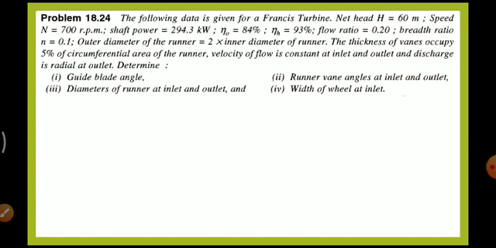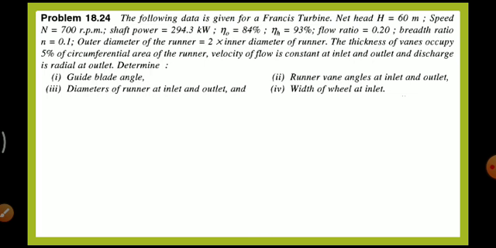So here is our problem. The following data is given for a Francis turbine. The net head H is equal to 60 meter. Speed of the turbine 700 rpm. Shaft power 294 kilowatt. Overall efficiency 84%. Hydraulic efficiency 93%. Flow ratio 0.2. Breadth ratio, that is, depth to breadth ratio, is equal to 0.1.